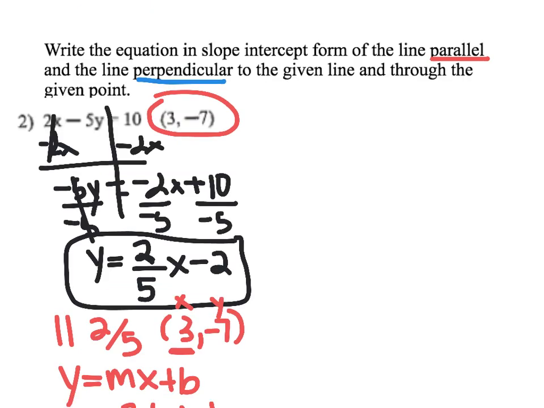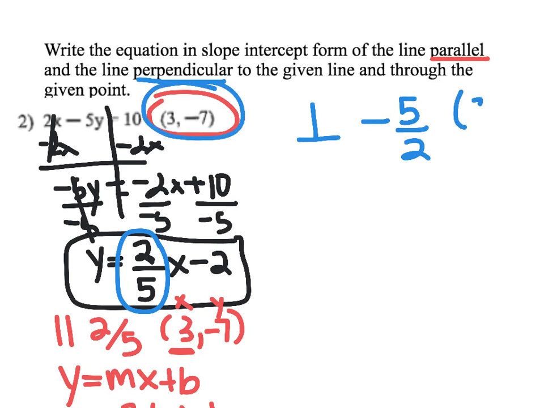Alright, now we're going to do perpendicular. Perpendicular has opposite reciprocal. So the slope here is 2/5, so we need to make ours negative, and then we flip it upside down. That's what reciprocal means. Okay, so we're going to be using the slope negative 5 over 2 instead of positive 2 over 5 because we want perpendicular. And we're using the same point, 3, negative 7. That'll be our x and our y.